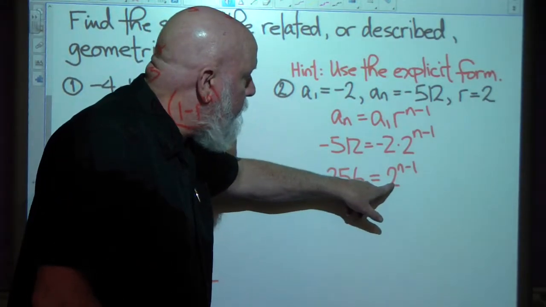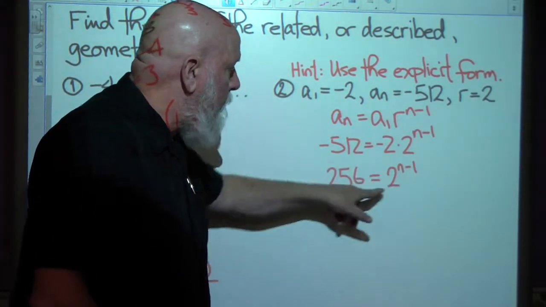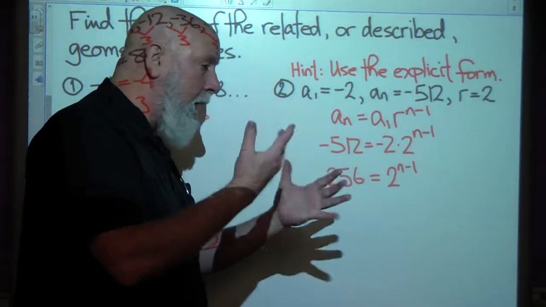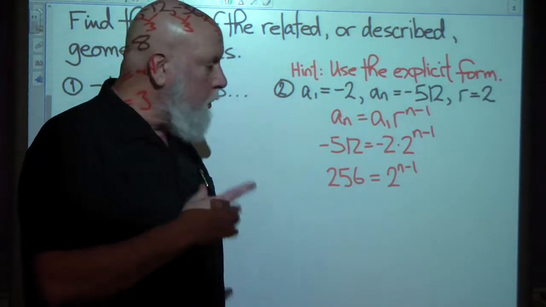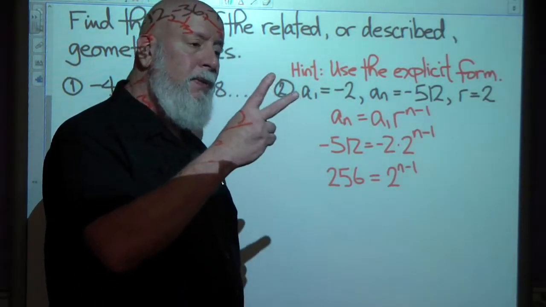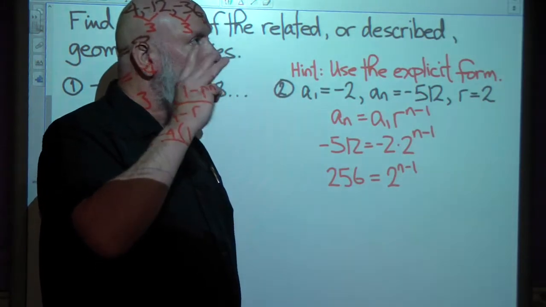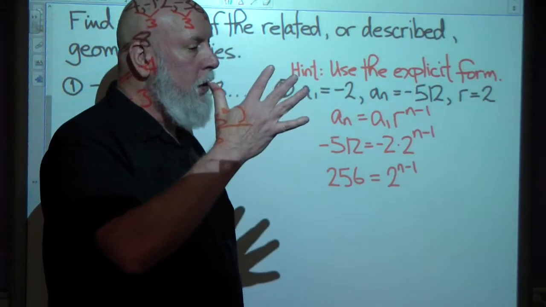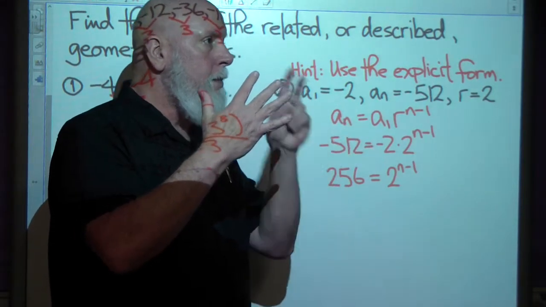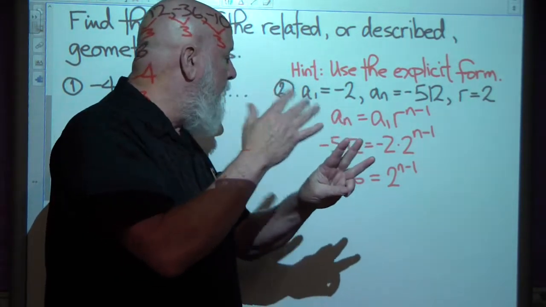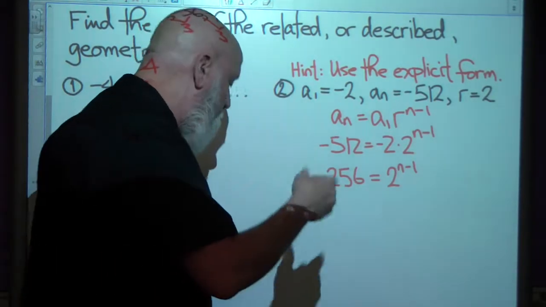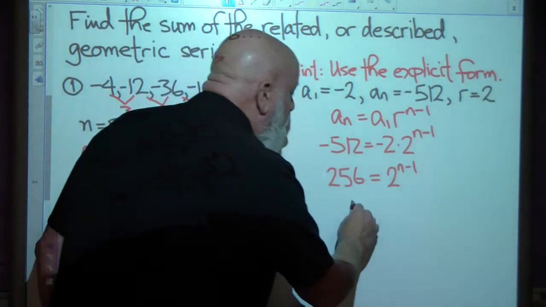Now, I see this is 2 raised to some power. So I'm betting that this is also 2 raised to some power, and I'm going to just count it out on my hands and figure out 2 to what power is equal to 256. So here we go. 2 times 2 is 4, times 2 is 8, times 2 is 16, times 2 is 32, times 2 is 64, times 2 is 128, times 2 is 256. So this is 2 to the 8th power. 256 is 2 to the 8th power. So I'm going to call it that.